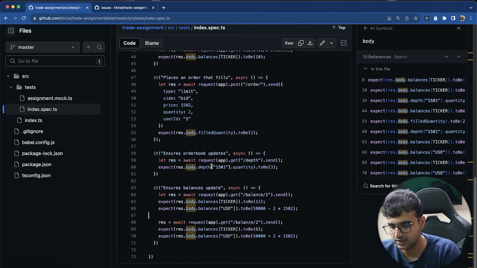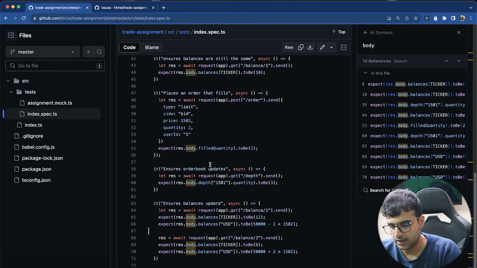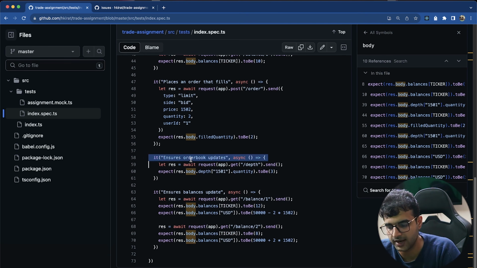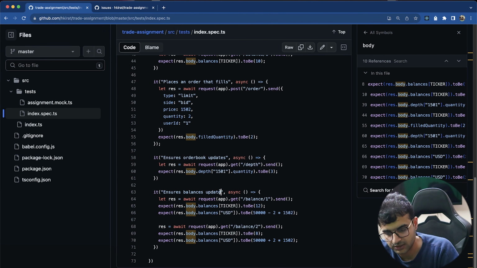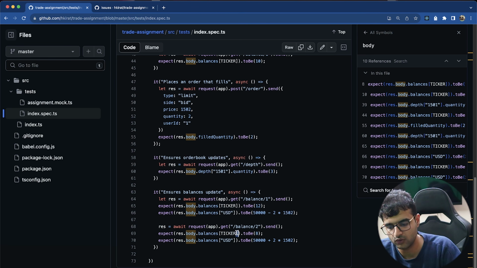What I was saying was, the other test that we hit is, after you've placed an order that actually fills, we get the depth and make sure whether or not it updates. And this should ideally be 14.09 that goes down by 2. And we ensure that the balances of the user actually update, which means this balance should go up by 2. This balance should go down by 2. That is fine. The 2 quantity of Google have been flipped.